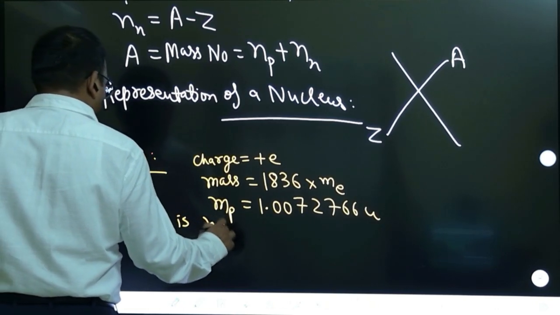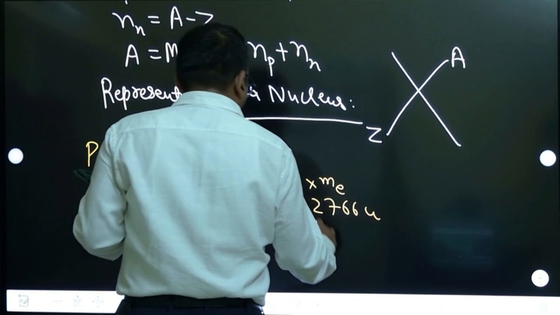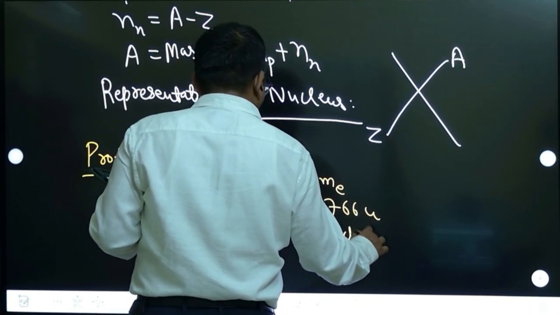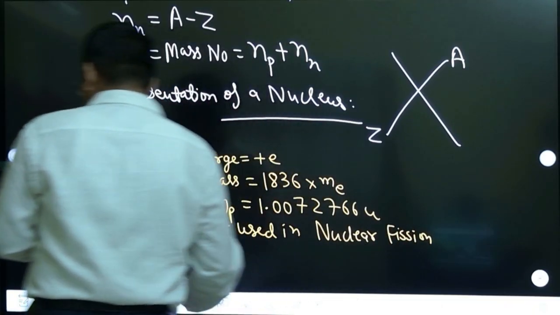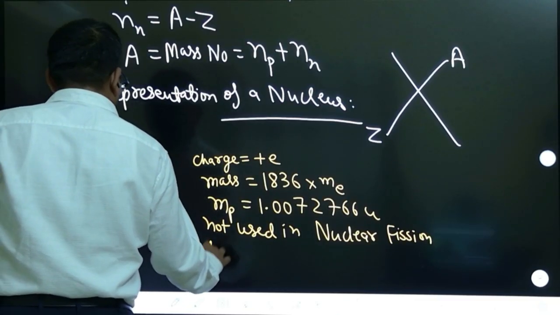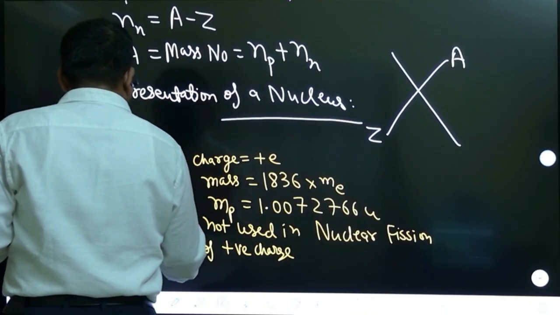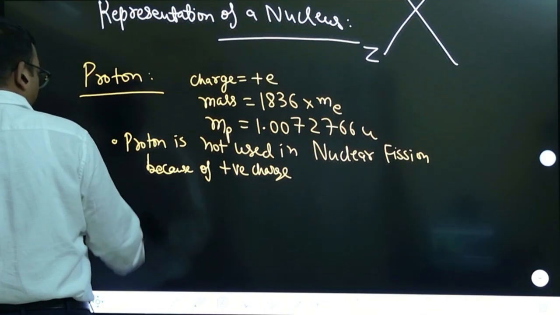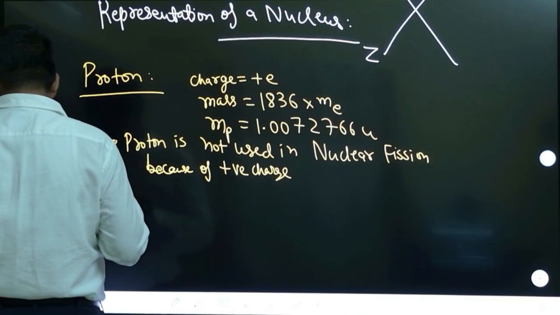Okay, and also note that proton is not used in nuclear fission because of its positive charge. Because of positive charge, the proton will get repelled by the nucleus, so it cannot penetrate inside. That's the reason it is not used.